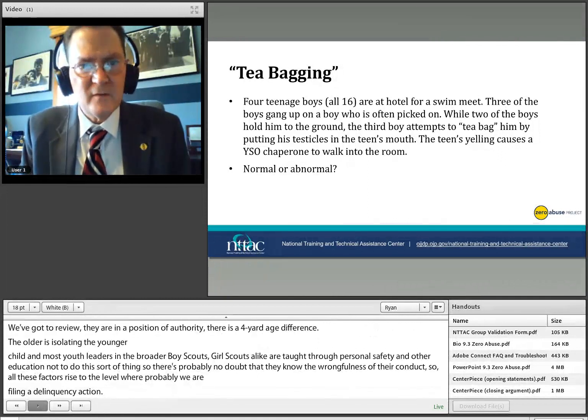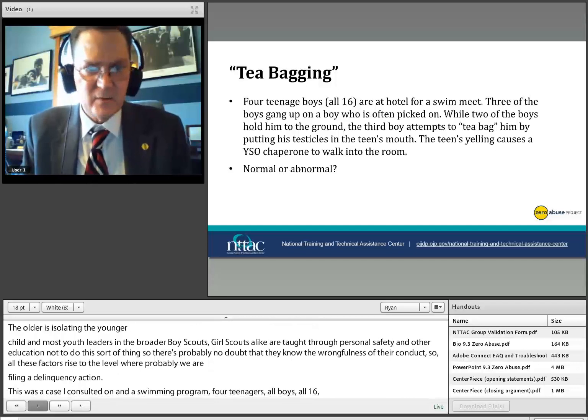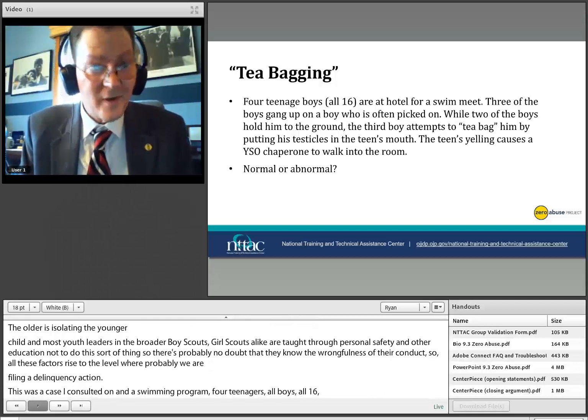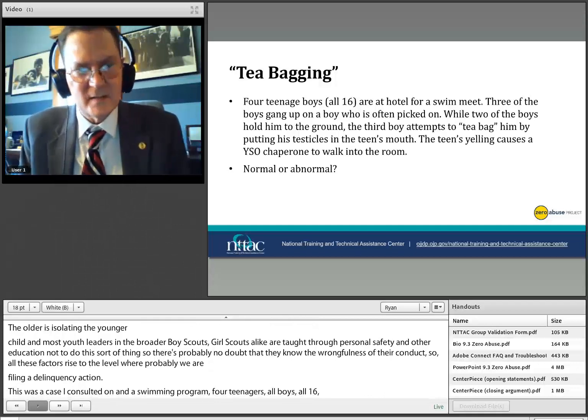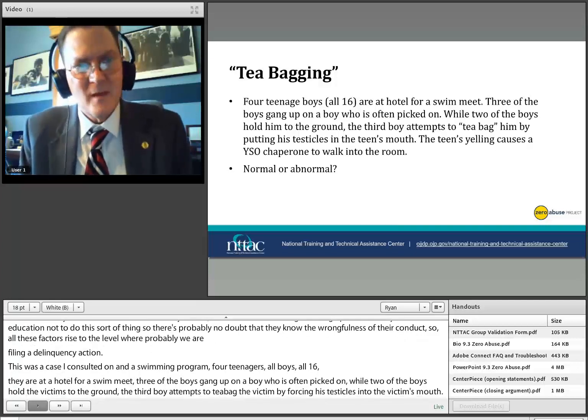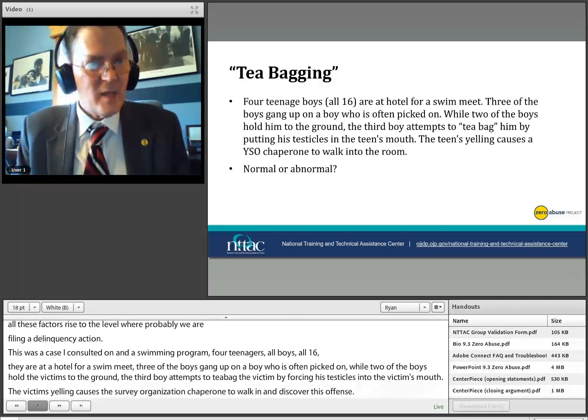We got an older youth. They're in a position of authority. There's a 4-year age difference. The older youth is isolating the younger child. And most youth leaders in the Boy Scouts, Girl Scouts, and the like are taught through personal safety and other education not to do this sort of thing. So there's probably no doubt that they know the wrongfulness of their conduct. So all these factors rise to the level where probably we're filing a delinquency action.